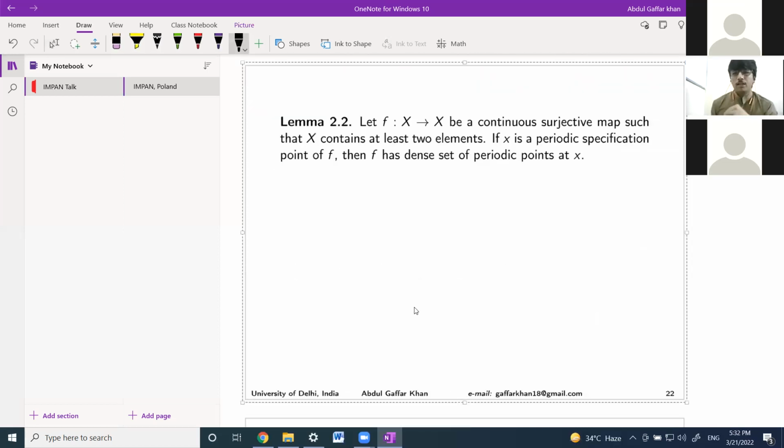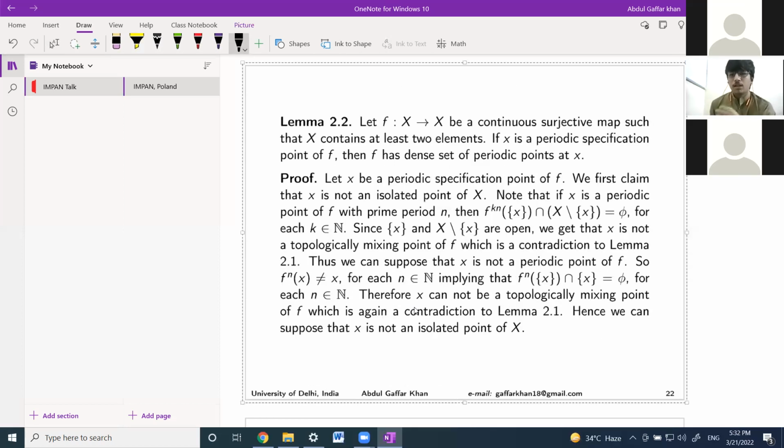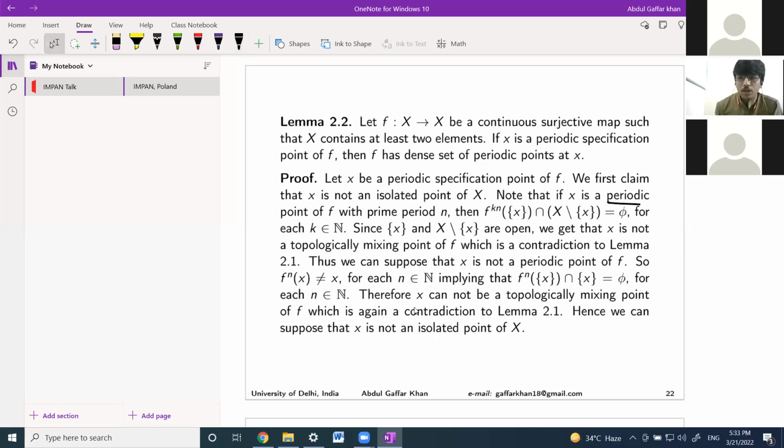To say that every periodic specification point has a set of periodic points, we first observe that if the point is a periodic specification point, then it cannot be an isolated point, which is a bit trivial, but let me just give you the overview. So suppose that x is an isolated point and either it is a periodic point or it is not a periodic point. If it is a periodic point with prime period n, then the orbit of x with its complement is empty for f^k orbit, as f^k of x is nothing but x.